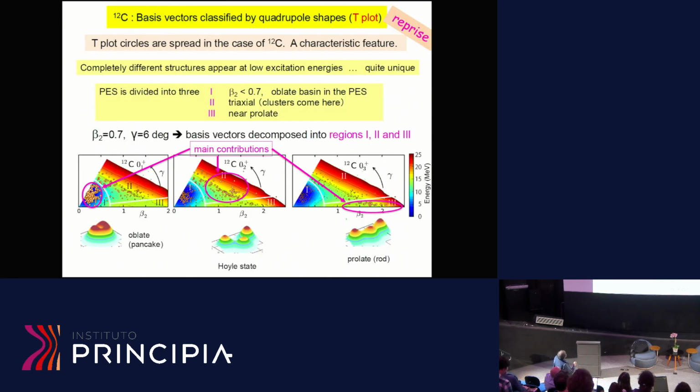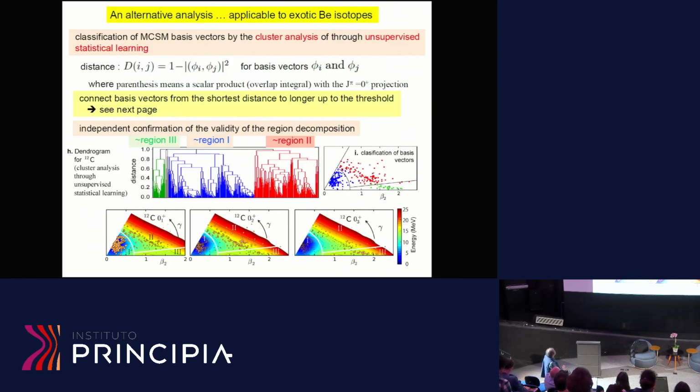Now we have this. I mean, this is just a reprise, and we divide the potential energy surface by those lines. So for carbon 12, we could do that. But this is not always possible. And also you may wonder that this line may be artificially drawn by me. Then I'd like to show you a completely different approach. That's based on data science.